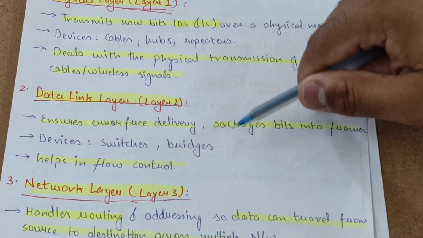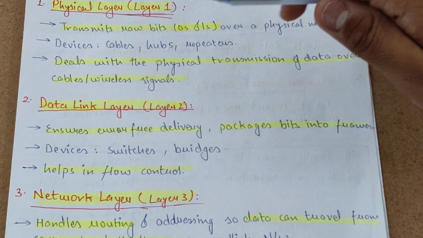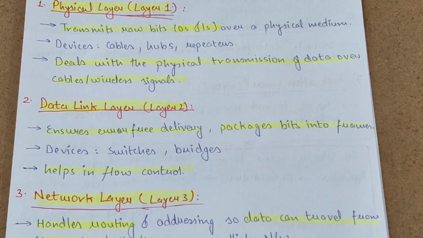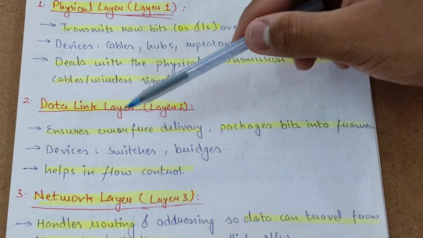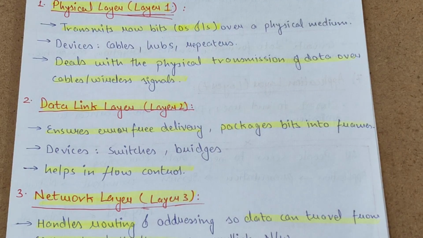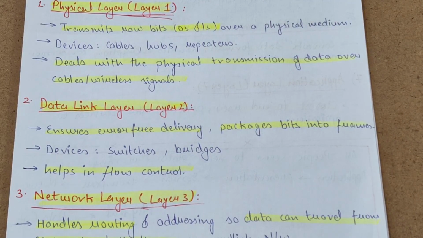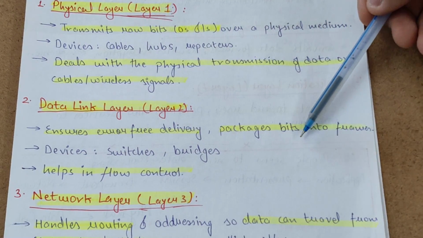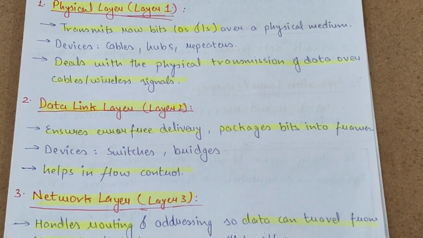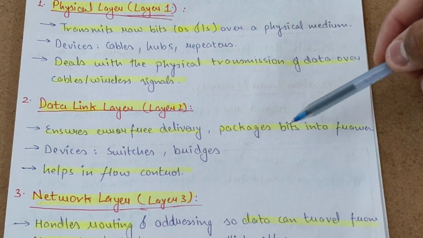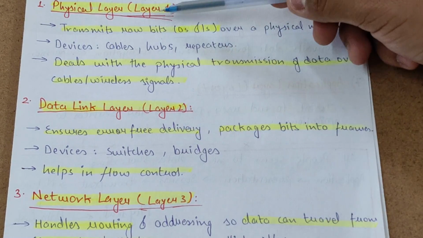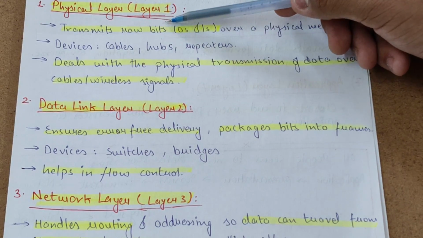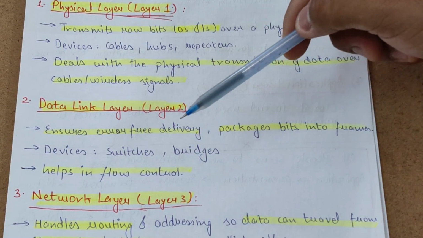The second layer we have is the data link layer. What does the data link layer do? It ensures error-free delivery of packets, bits, and frames, and it packages bits into frames. What we were doing in the physical layer was transmitting raw bits. So what does the data link layer do?